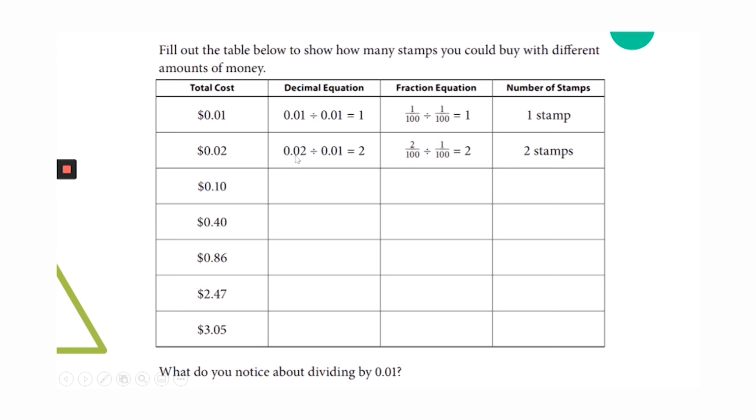With 2 cents, that's 2 hundredths divided by 1/100th equals 2 wholes. Fraction equation, 2 hundredths divided by 1/100th equals 2. You could buy 2 stamps. How many stamps could you buy if you had 10 cents? Go ahead, you're going to write the decimal equation, the fraction equation, and then the number of stamps that you could buy. Try it out now.